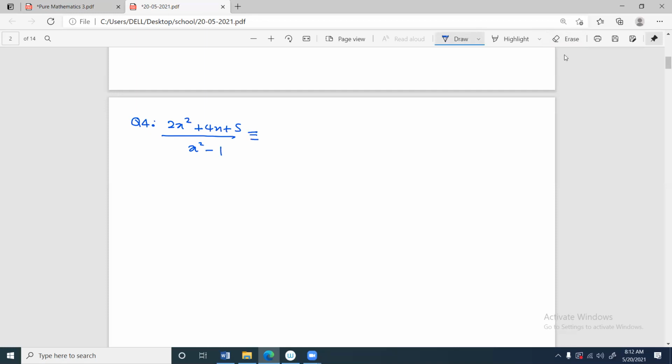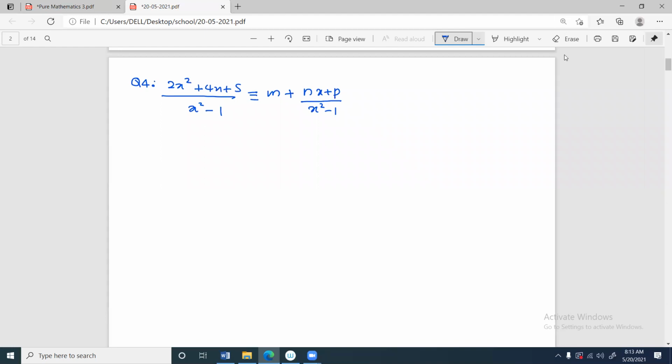is equal to m plus nx plus p over x squared minus 1. We need to show this. Again, I'm using the long division method for this question as well. You can write 2x squared plus 4x plus 5, and I need to divide by x squared. There is no x term, so I can write 0x minus 1. It's easier for us to do this operation.